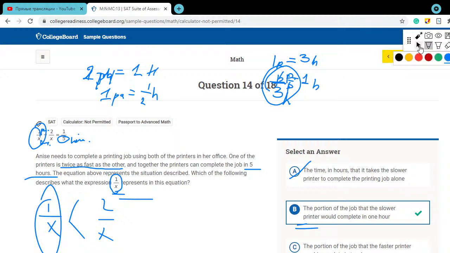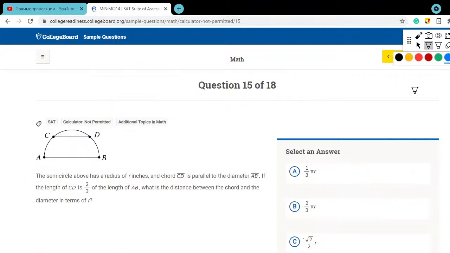Next, interesting question. Geometry. The semicircle above has a radius of r inches, and CD is parallel to the diameter AB. If the length of CD is 2/3 of the diameter, what is the distance? Before that, let's see what we already know. This is r, D equals 2r, and we know CD equals 2/3 of AB.